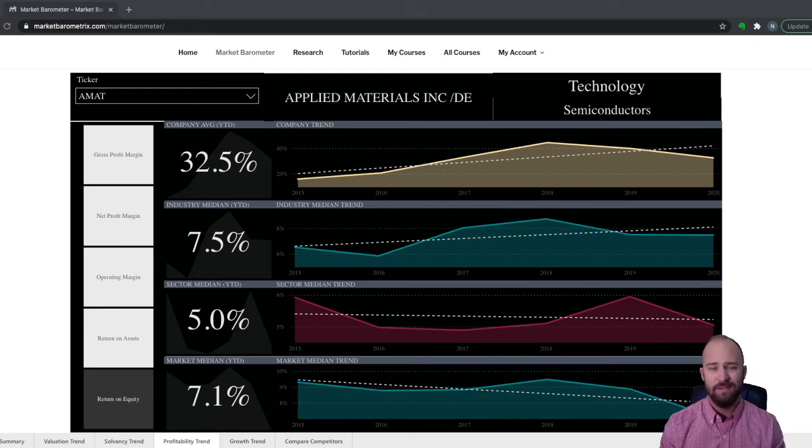So what we found is that Applied Materials is generally more profitable than its competitors, and that has to do with its superior ability to convert gross profits into operating and net profits, and then it's able to produce a better return relative to its assets and to its equity due to increased leverage and increased risk.